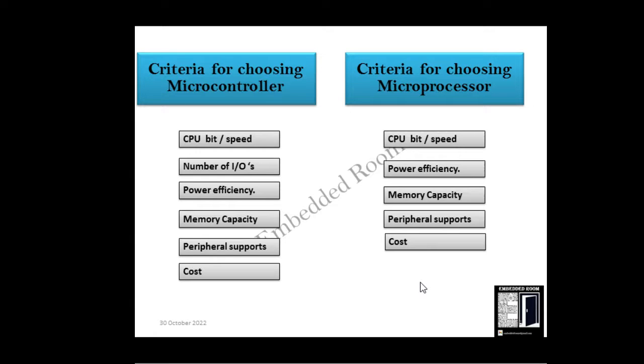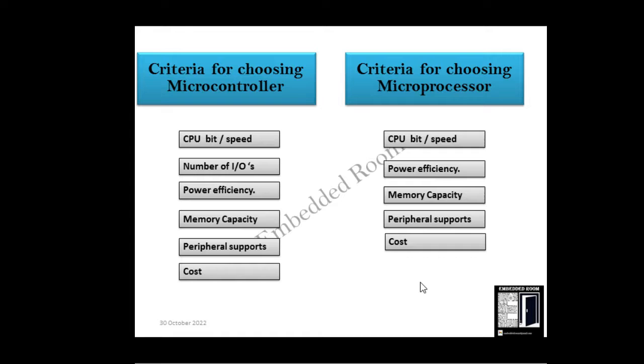In a microcontroller, the memory capacity is fixed, because if you write any embedded code for a particular microcontroller, inside the microcontroller there is data memory and code memory. So our code should not exceed the code memory. If it is more, the system will crash.